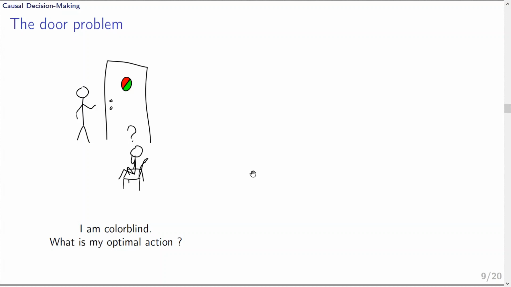And you ask the question, what is my optimal action? So, I tell you that the system is just very simple. If it's red, you have to push the up button. If it's green, you have to push the down button. Let's assume this system. So if you can see the color, the optimal action is obvious. If you don't see it, you're colorblind, there is still an optimal action. Imagine that most of the time the light is red. And what you want to do is you always push the up button. It's most likely to open the door. You would like to learn this optimal action.